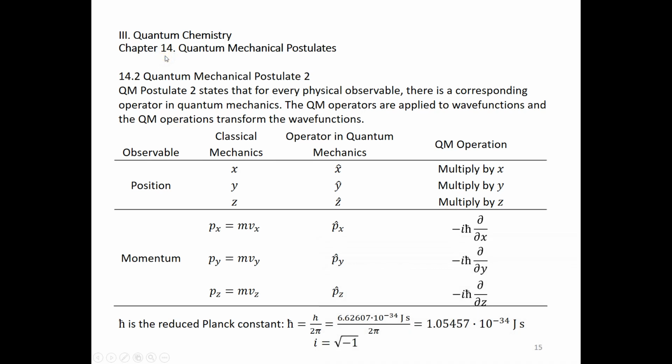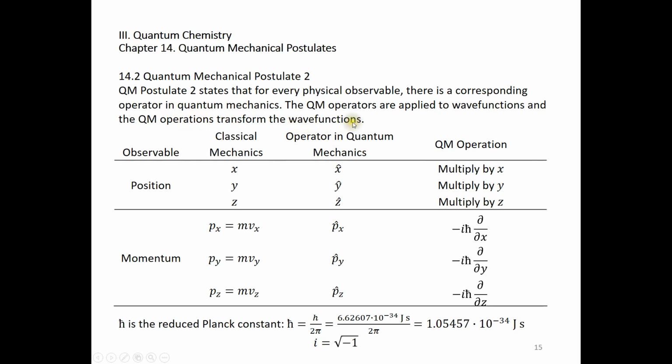Chapter 14, Quantum Mechanical Postulates. Section 14.2, Quantum Mechanical Postulate 2. Quantum Mechanical Postulate 2 states that for every physical observable, such as position, momentum, or energy, there is a corresponding operator in quantum mechanics. The quantum mechanical operators can be applied to the wave functions of a system, and the quantum mechanical operations can transform those wave functions.